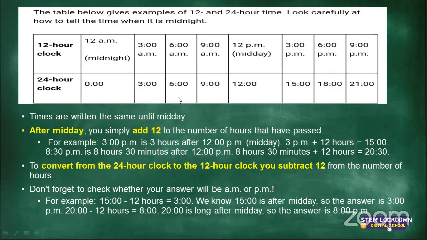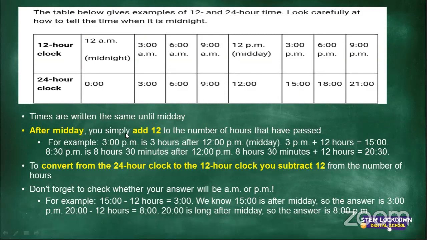So if you see the differences here, the times are written the same up until midday. Midday is 12 p.m. Midnight is 12 a.m. Those are the differences there. Immediately after 12 p.m., the changes start. What do you add?